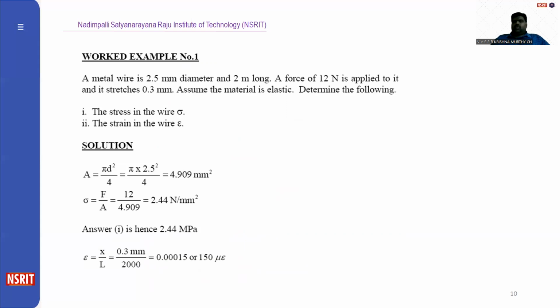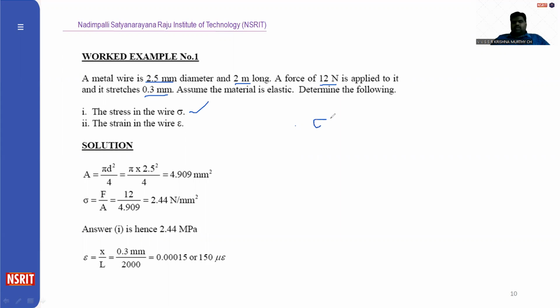Now we shall solve one or two problems, and then we'll end the session. A metal wire is 2.5 mm in diameter and 2 meters long. A force of 12 Newton is applied on it and it stretches 0.3 mm. Assume the material is elastic. Determine the stress in the wire and the strain in the wire. So the diameter is given as 2.5 mm, the length is 2 meters, the force applied is 12 Newton, and it stretches 0.3 mm, which means once you apply the load, it stretches by 0.3 mm. We are asked to find the stress.